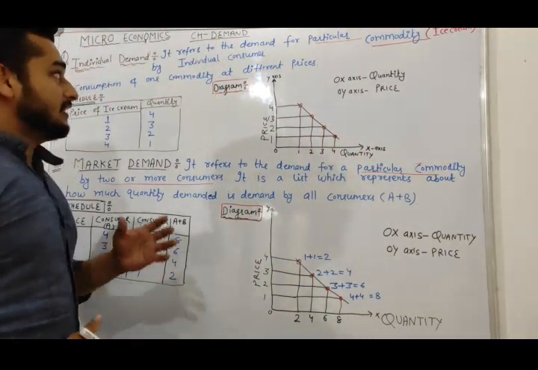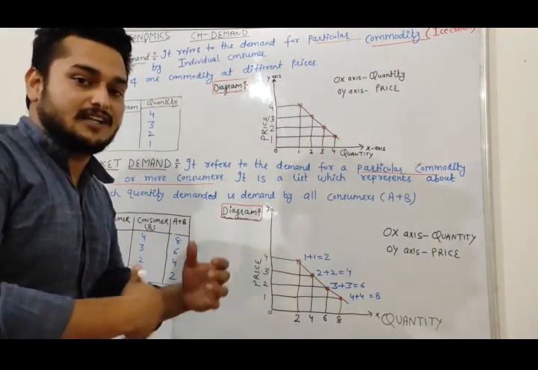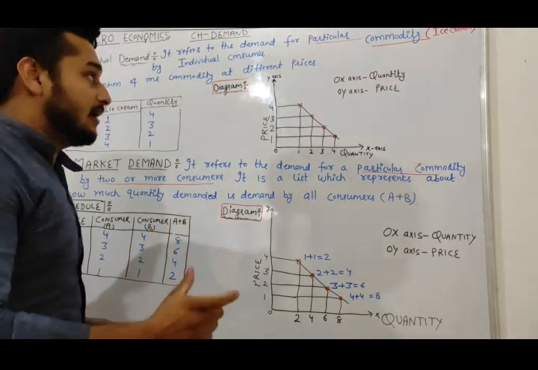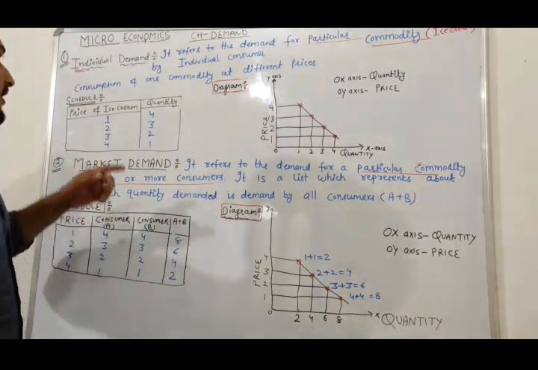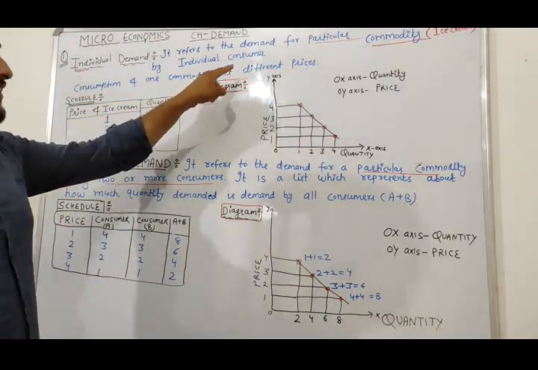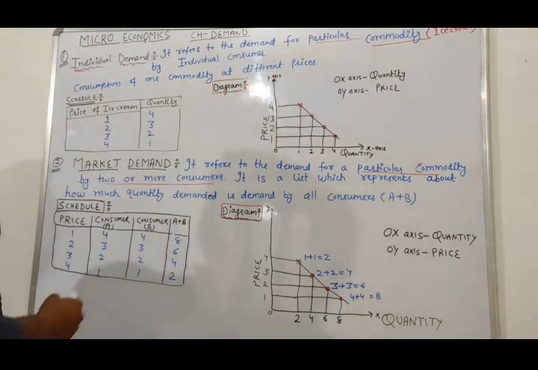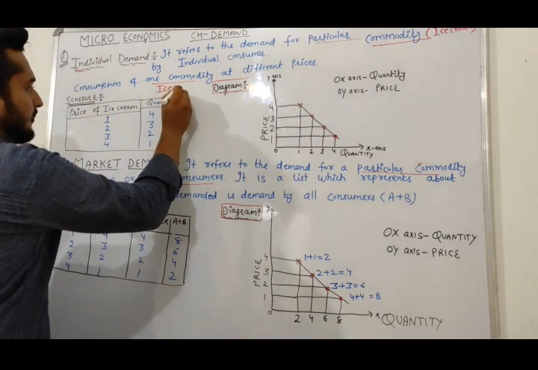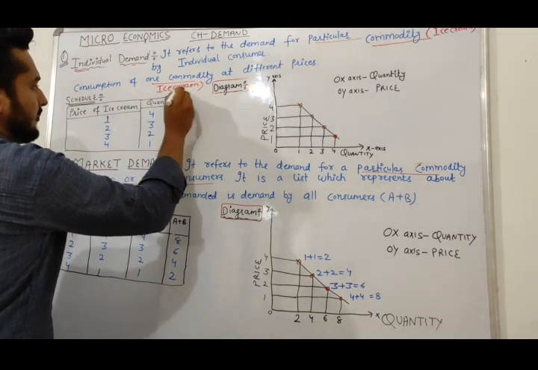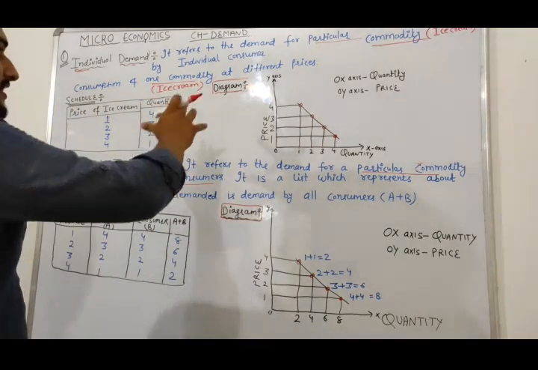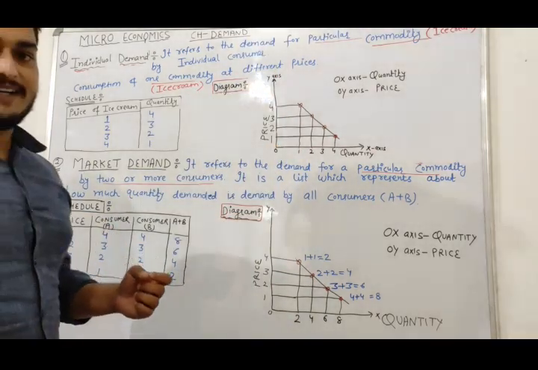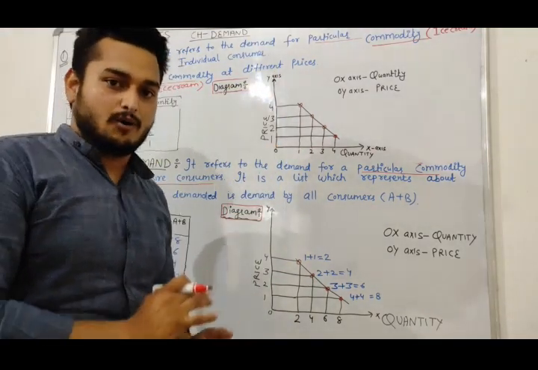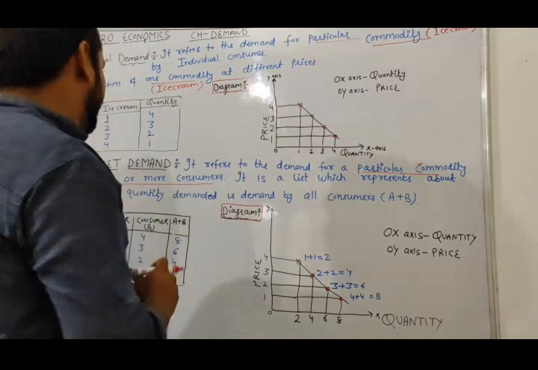It means एक कंज्यूमर की आइसक्रीम के लिए जो डिमांड होगी उसे क्या बोलेंगे, इंडिविजुअल डिमांड. Now consumption of one commodity at different prices, it means consumption of ice cream at different prices. Now we will understand individual demand from table and diagram.